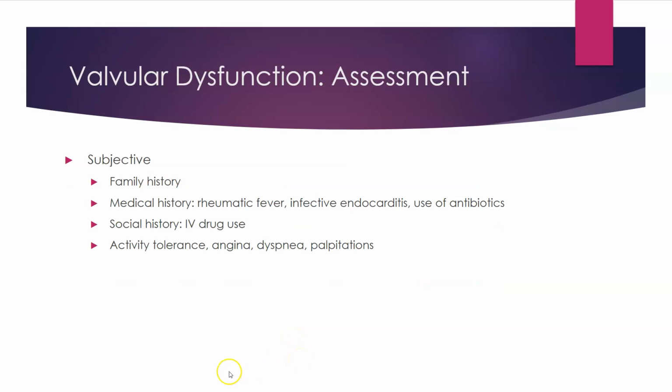So what are we seeing for some of the assessments? Family history: if they've got a long family history of this, then it's not uncommon that they will undergo this as well. Medical history: rheumatic fever is a major component for this one at some point in their life. They could have had infective endocarditis. Use of antibiotics will often prevent some of this with rheumatic fever and infective endocarditis, but not always. Socially, IV drug use can put them at risk for cardiac infections, leading into valvular disorders and destruction. Activity intolerance: they're going to have angina, chest pain, dyspnea, and some palpitations.